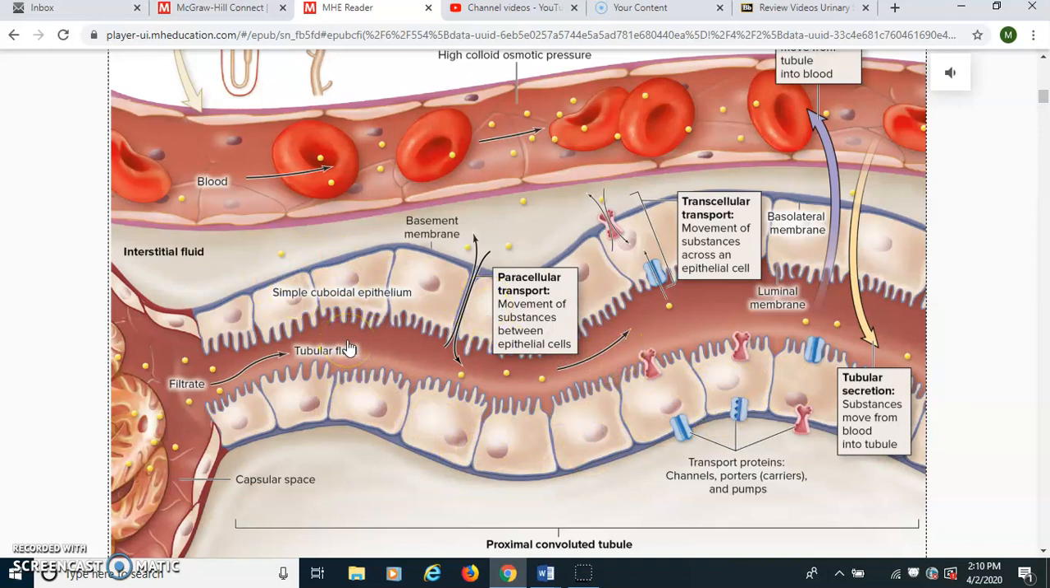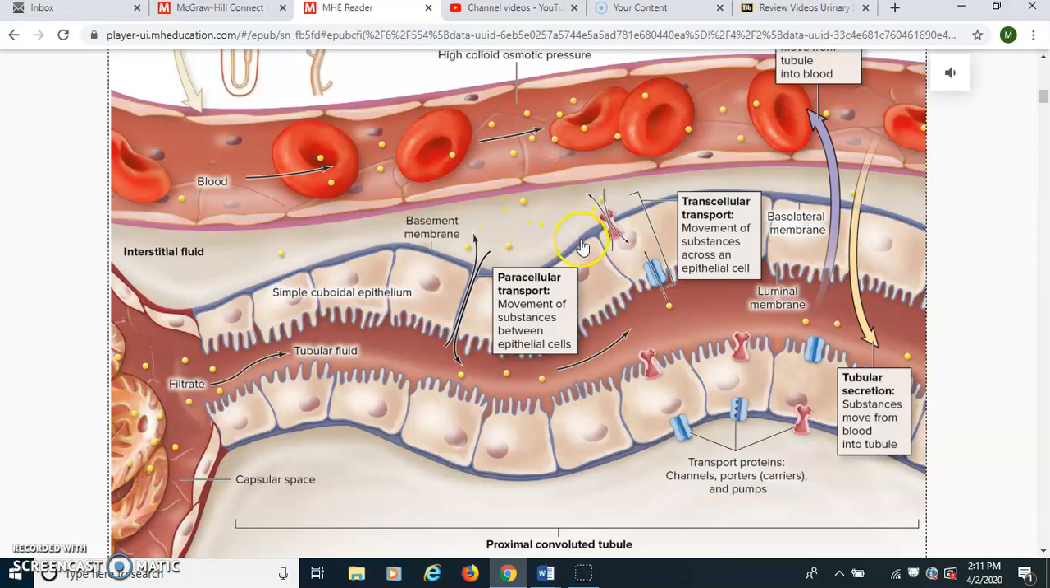Now, if a substance needs to move from the tubular fluid and get back into the peritubular capillary here, it can either go between the cells, so that's a possibility. A lot of stuff though will pass through the cells, and so this is our little protein carrier. There's one there, there's also one over here. So if they have to pass through the cell that's lining the tubule, it'll have to go through this little protein channel, get into the cell, and then it'll probably have to pass through another protein channel to get out. And then it gets into the interstitial fluid.